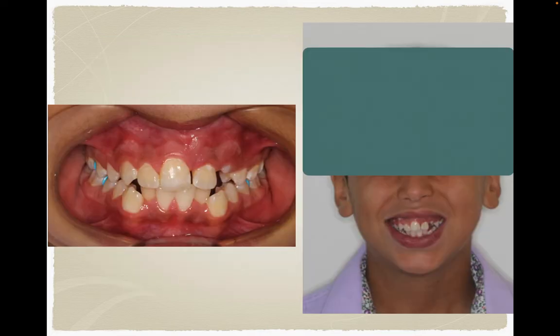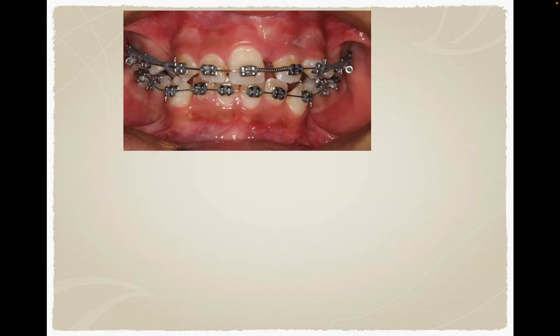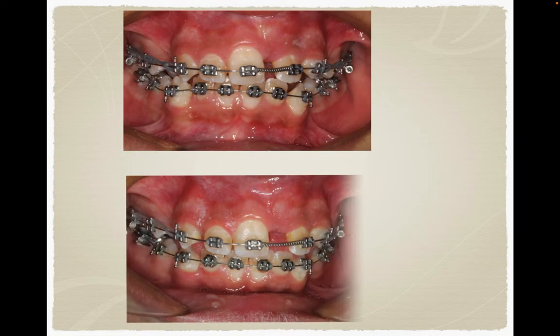Could be as well impacted central incisors with class 1 malocclusion. As you can see in this patient, supernumerary prevented the eruption of the central incisor. Had to take out 2 teeth, premolars. Here is an impacted central incisor, and then we open a space for that one to allow the tooth to come down in its place.